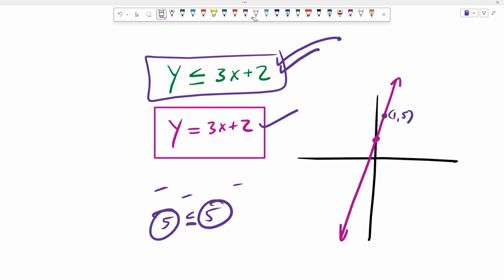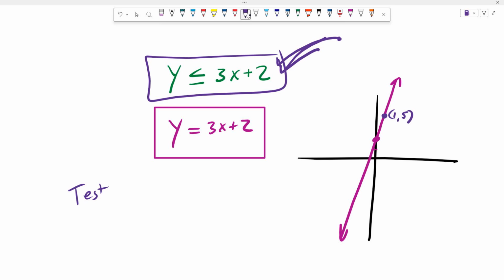So everything in purple here is a solution to this, and there's way, way, way more. And the way we do that, I think you did this last year, we do a test point. You take any ordered pair not on that line. I always pick 0, 0 unless the line goes through the origin.